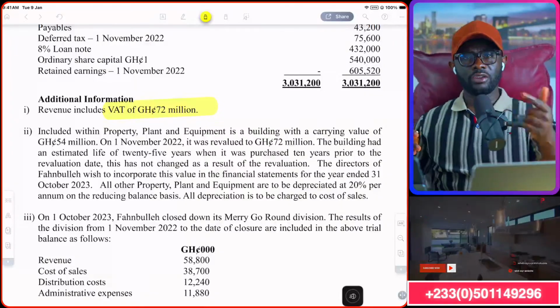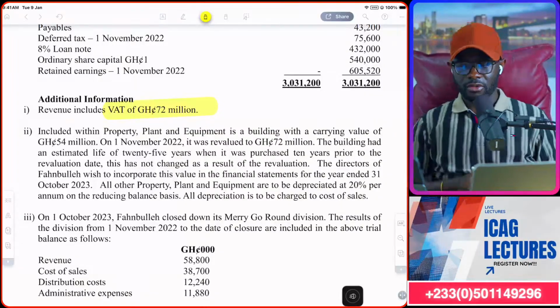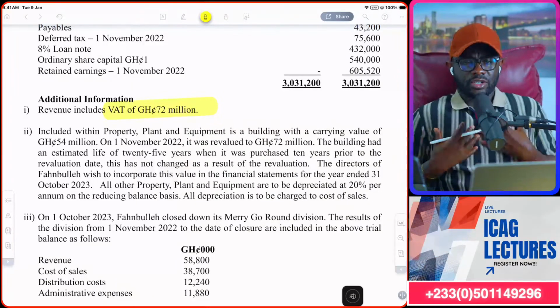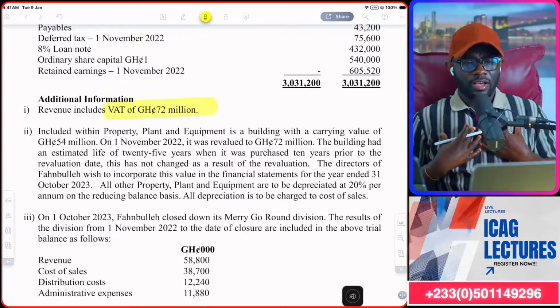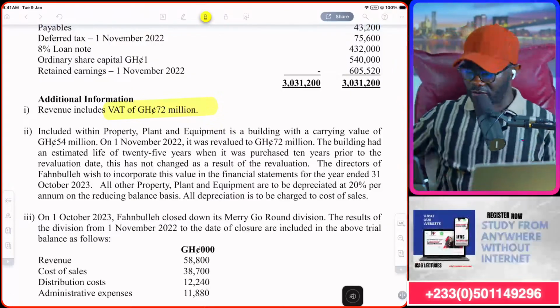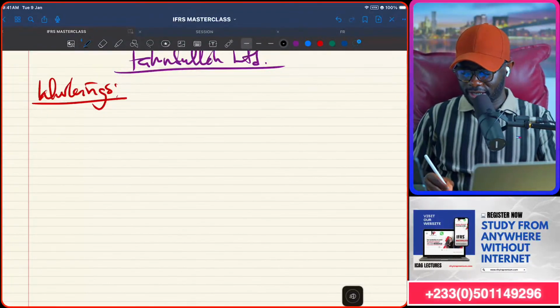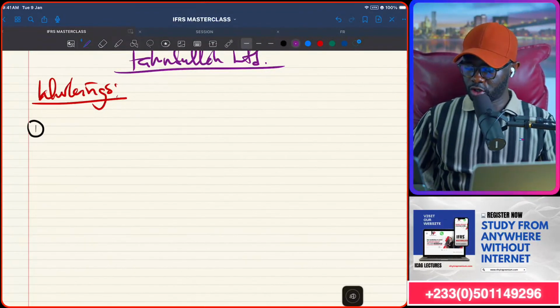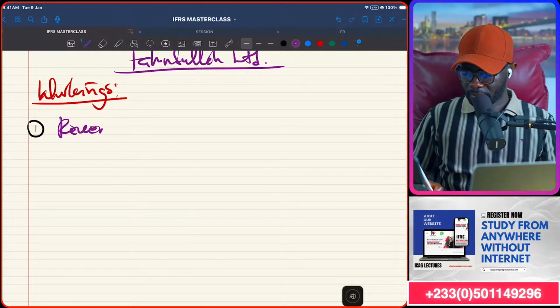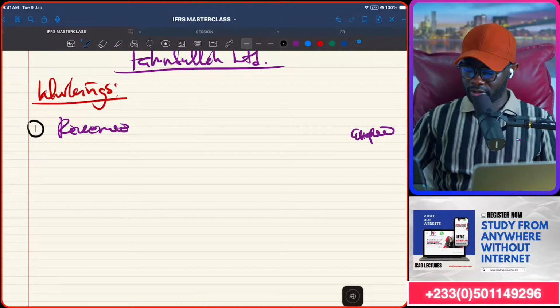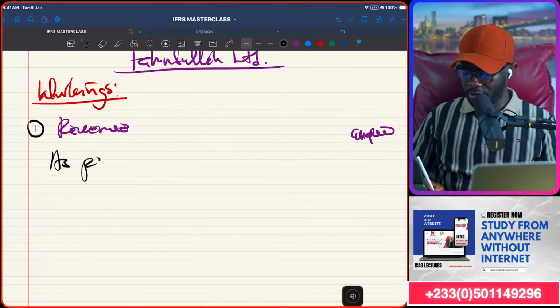Now, revenue includes VAT of 72 million Ghana cedi. VAT is not income for the entity. VAT must be remitted to the Ghana Revenue Authority. And so quickly we need to start adjusting our things. So we come to revenue. So we are working 3 zeros up. So we'll say as per trial balance.